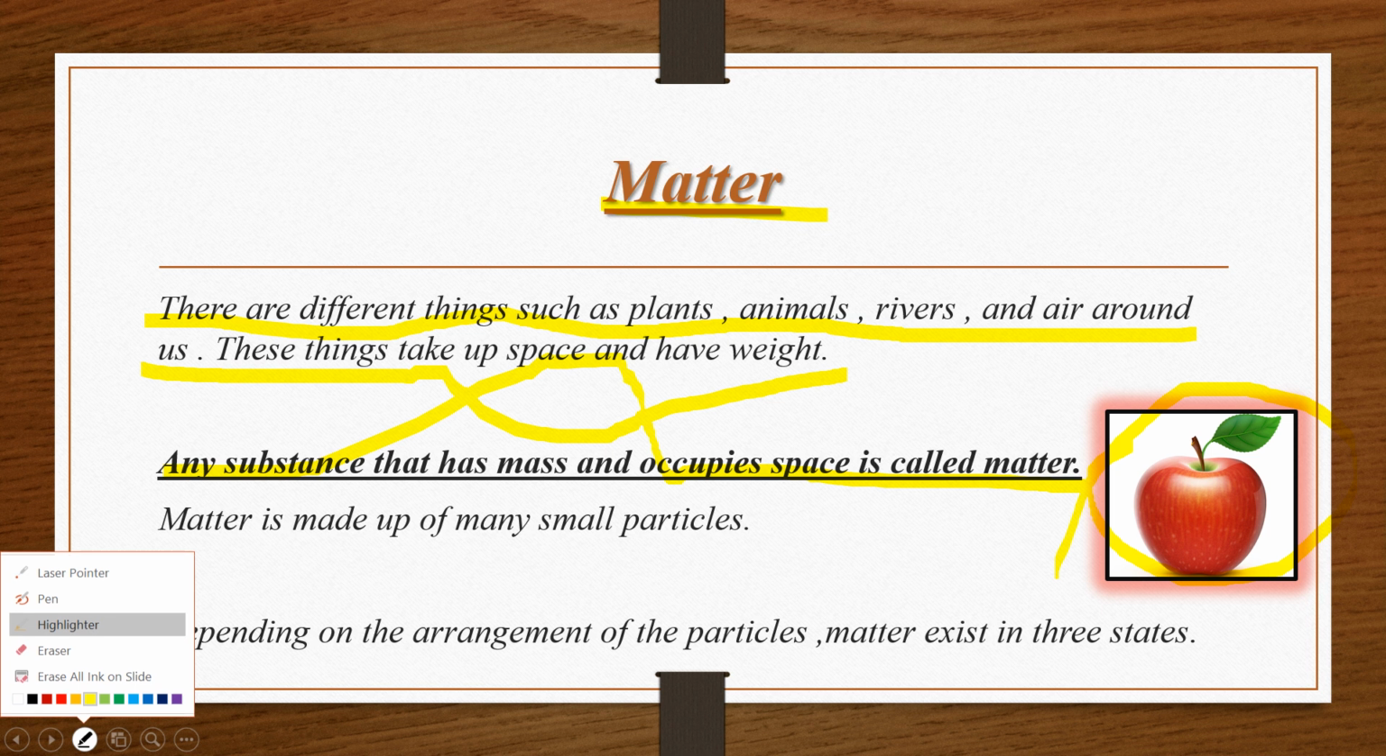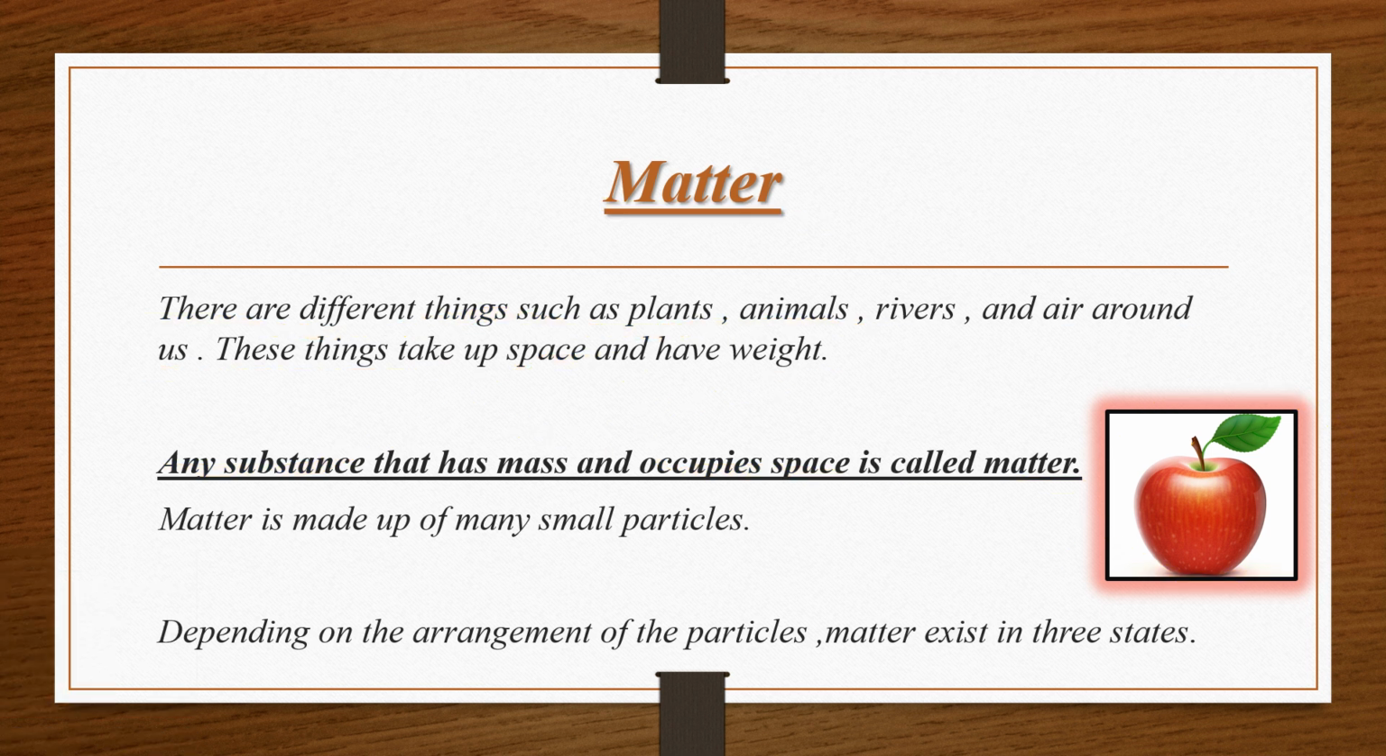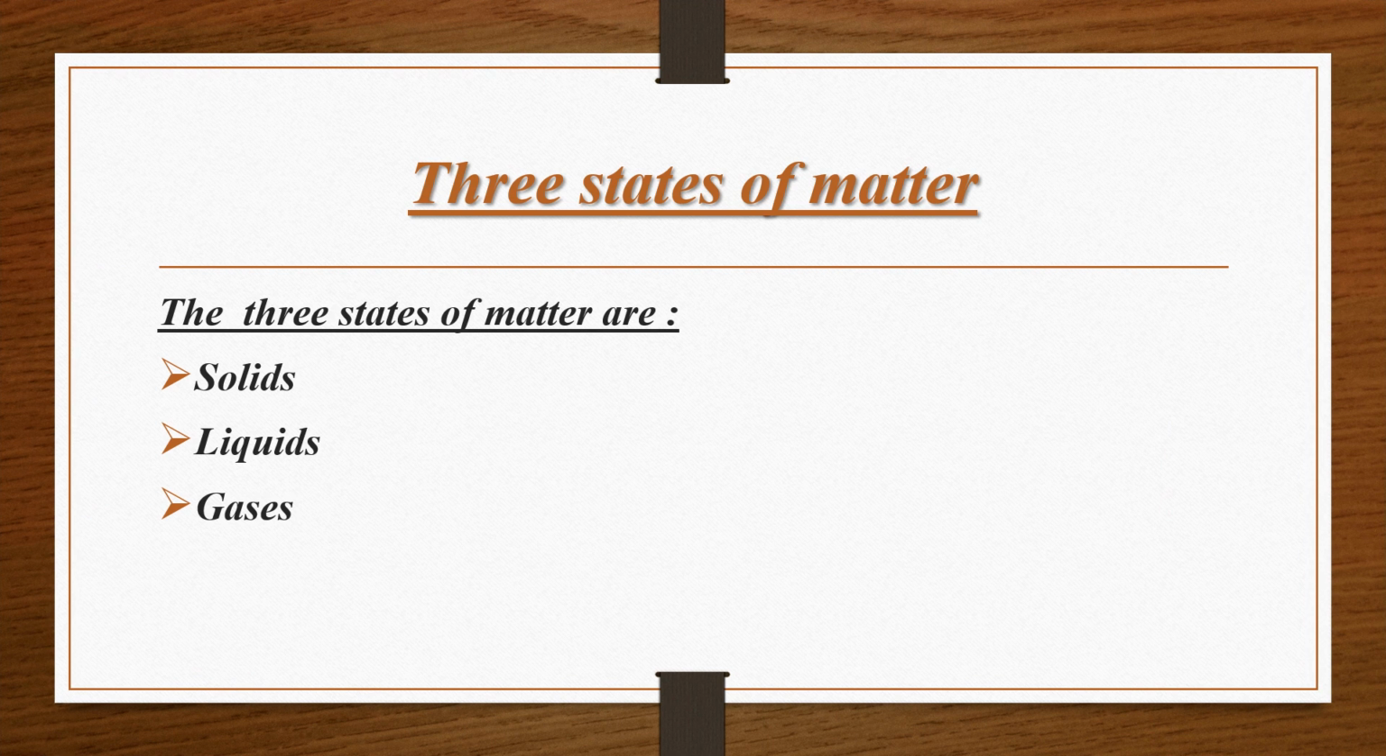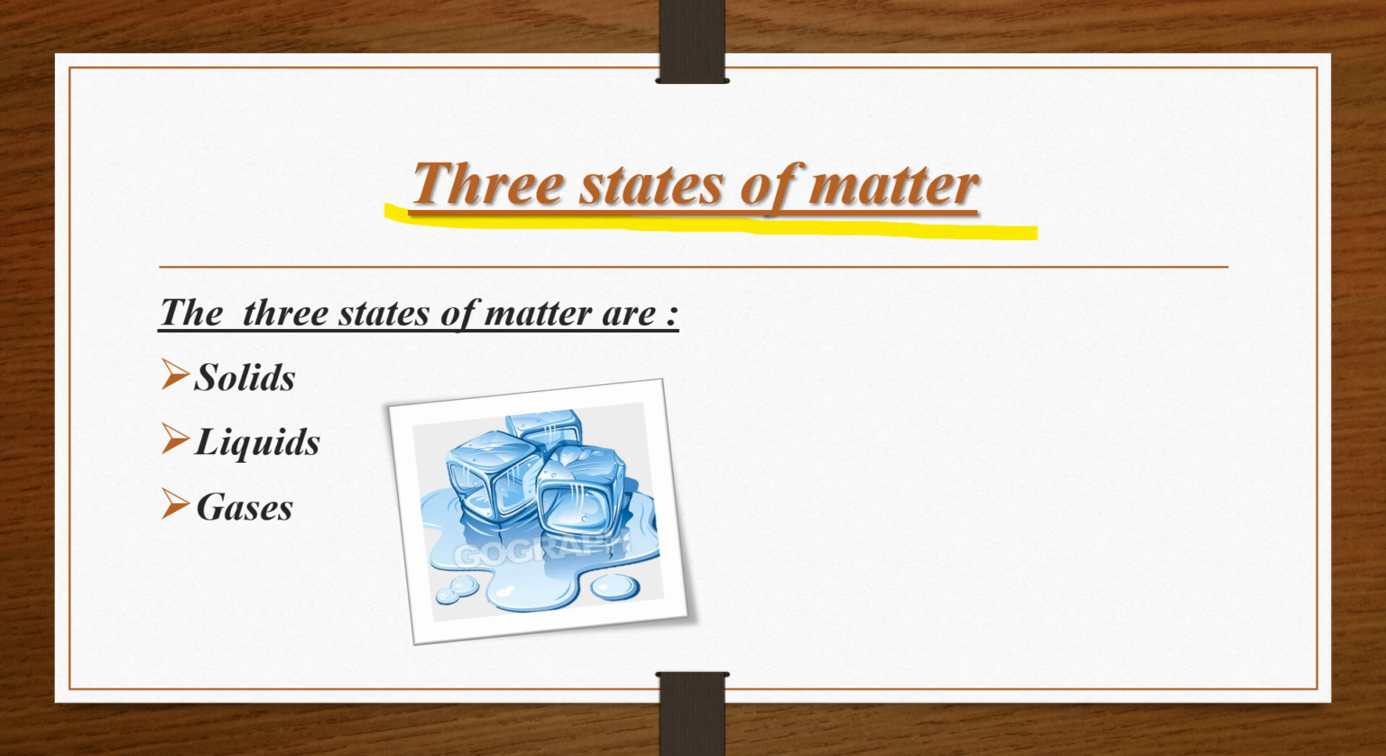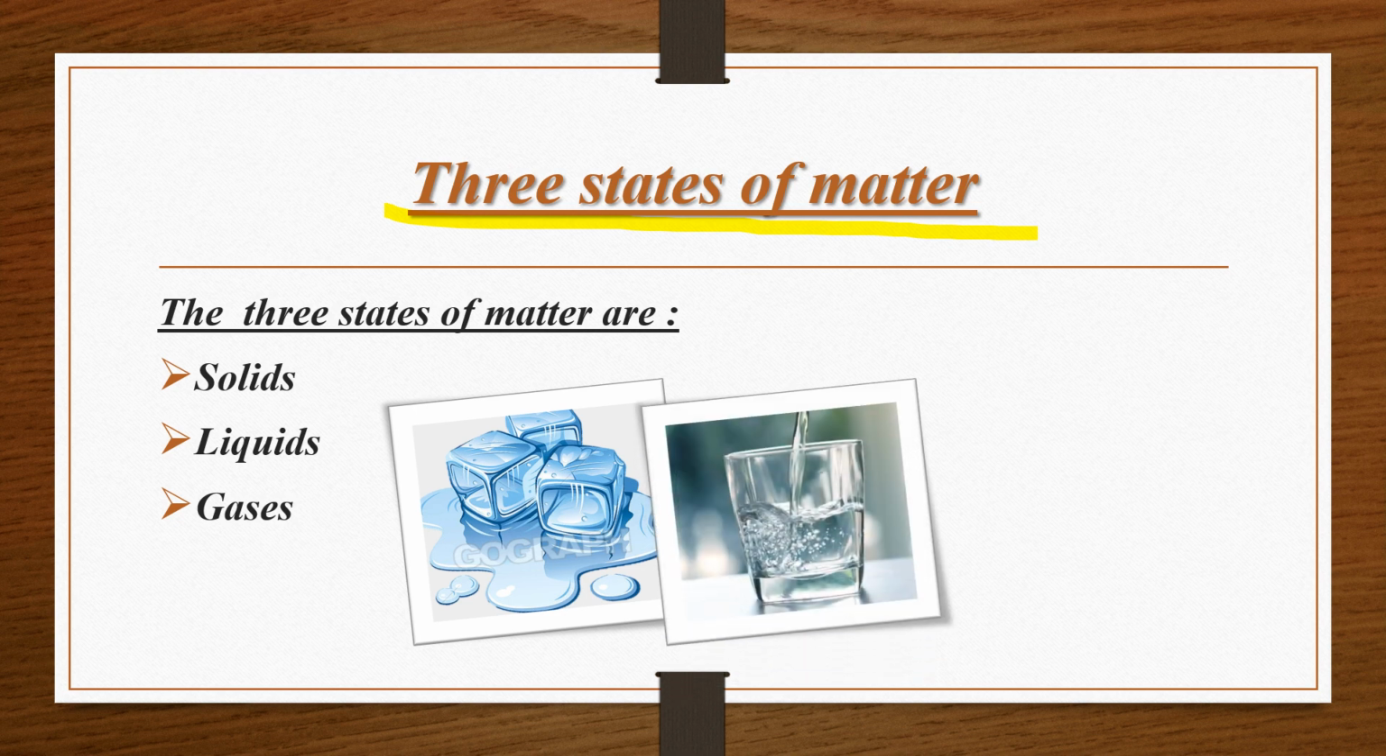Matter is made of many small particles. Depending on the arrangement of the particles, matter exists in three states. So let's proceed. The three states of matter are, first one is solid, then liquid and gases.